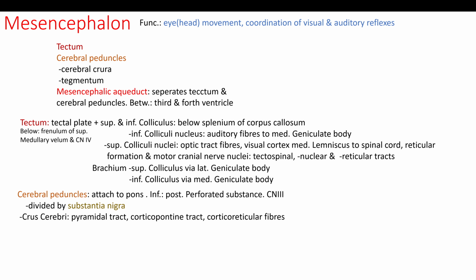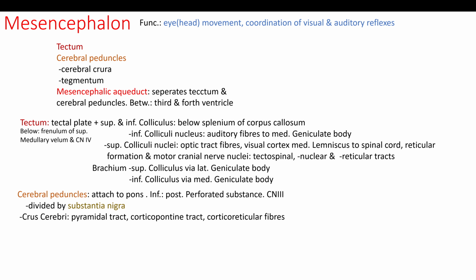The tectum has the following parts: tectal plate with the superior colliculus and inferior colliculus. Both colliculi are located below the splenium of the corpus callosum, separated by a transverse cerebral fissure. Composed of these nuclei: inferior colliculus nucleus, receiving auditory fibers, sends them to the medial geniculate body. Superior collicular nuclei receive fibers from the optic tracts, visual cortex, medial lemniscus, and send these to the spinal cord, reticular formation, and motor cranial nerve nuclei. These fibers form the tectospinal tract, tectonuclear tract, and tectoreticular tract.